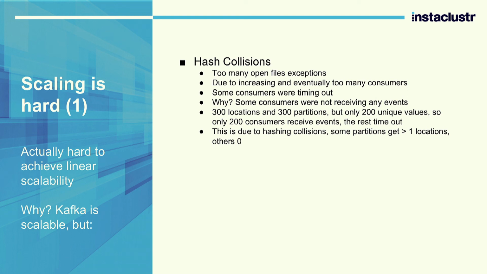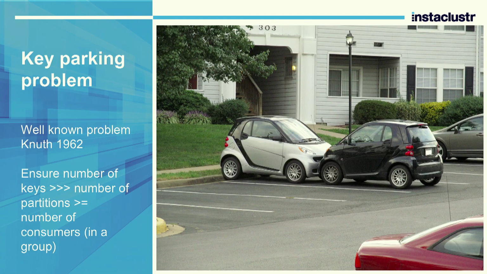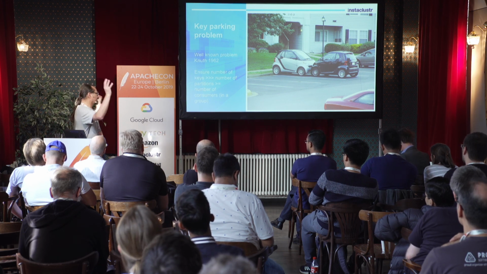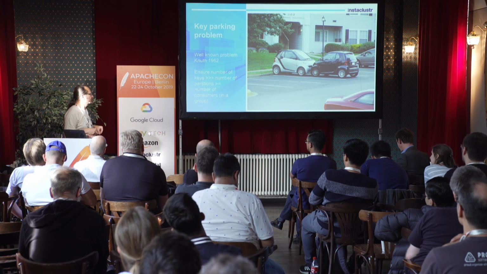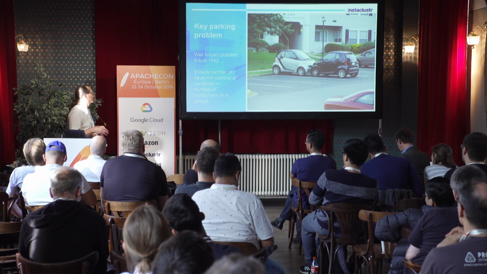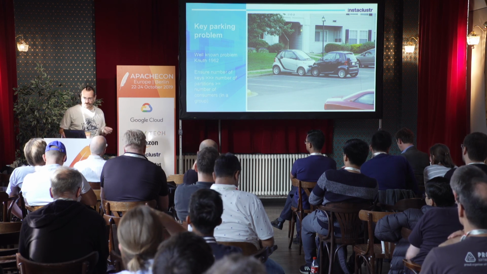So essentially this is due to hashing collisions. If some partitions get greater than one of the location values, then others are going to get 0, which is not a good thing. This is actually a well-known problem. It's been around since 1962, so I should have known about it, and I just wasn't thinking. It's the key parking problem that Knuth first wrote about in his career. So in a Kafka context, you have to ensure that the number of keys is a lot greater than the number of partitions. At least 20 times bigger is my rule of thumb. And the number of partitions, of course, has to be greater than or equal to the number of consumers in a group. Otherwise, some of the consumers won't get any data.